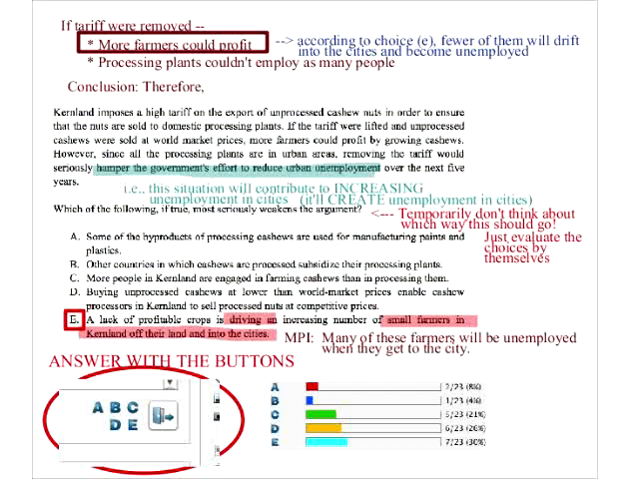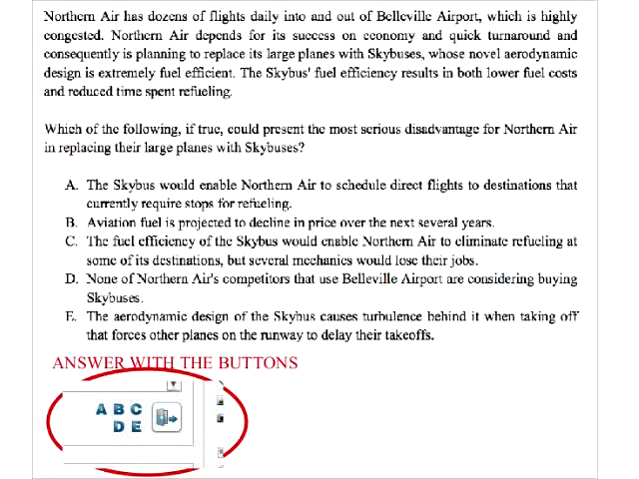Okay, let's try one more. Let's try this. And then after this we'll talk about those evaluate types. So again, please use the buttons to answer the question. Here is a timer. Okay, timer's up. Let's take a look.